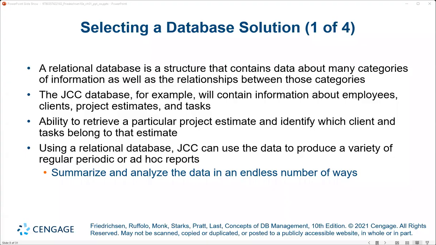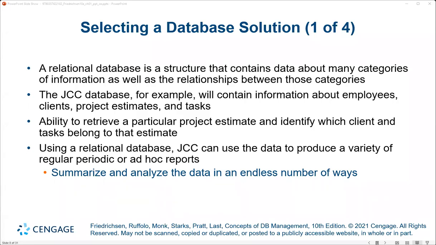By looking at the client list, an employee of JCC will be able to see all of the project estimates, their individual tasks, estimated start and stop dates, and things like that. Those are all attributes, and we can see all that information just by looking at the clients. That's one separate list.